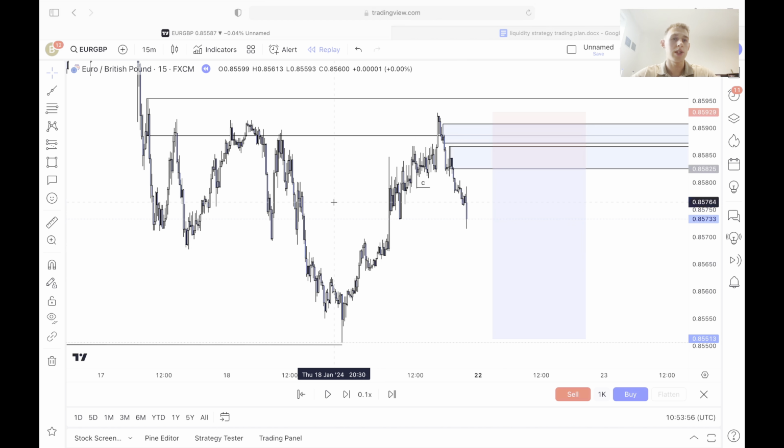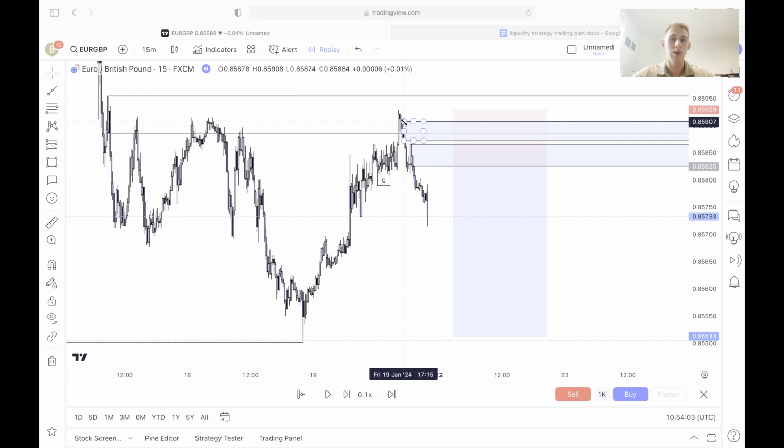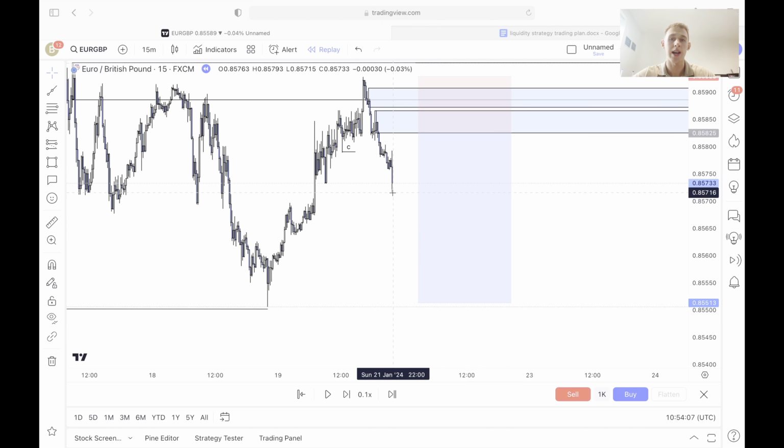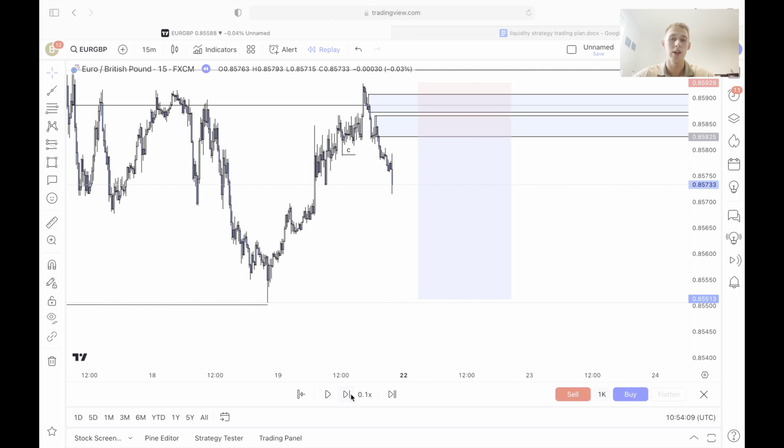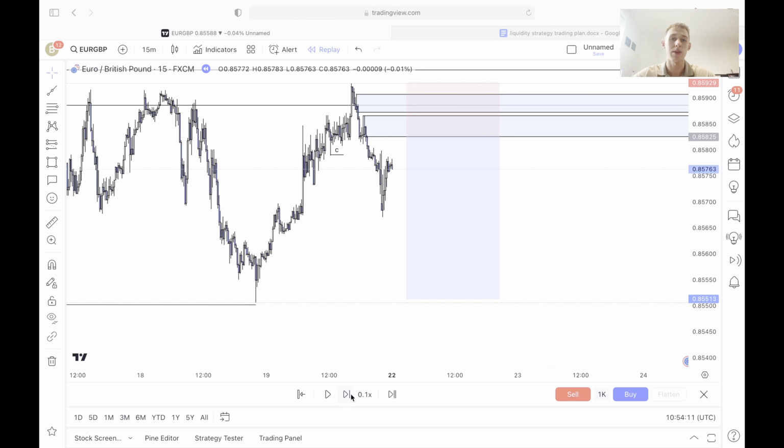All of the confluences are now there. We've had 4-hour liquidity swept. We also had this area of supply tested. Price has then broken structure on the 15-minute with imbalance created, and then we are simply looking to enter on a retest of those previous areas of supply.